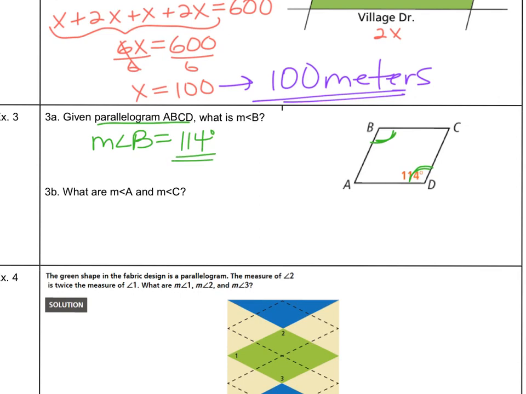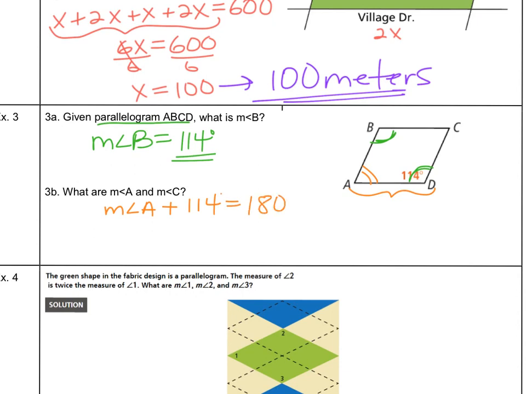But then if we're asked to go over to A and C, we have a couple of options. We think about the consecutive angles inside of a parallelogram. So A and D, for example, they add up to 180 degrees. So if we want to know the measure of angle A, all we need to do is add 114 to it and set it equal to 180.